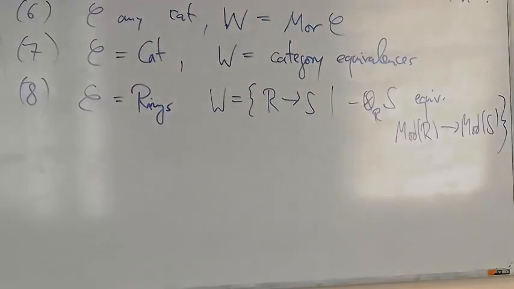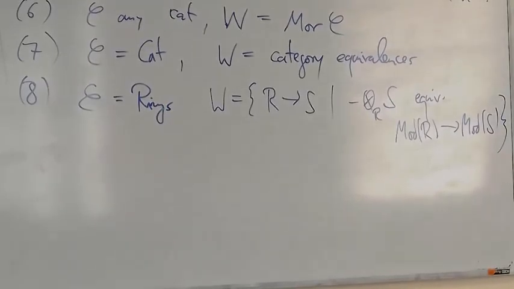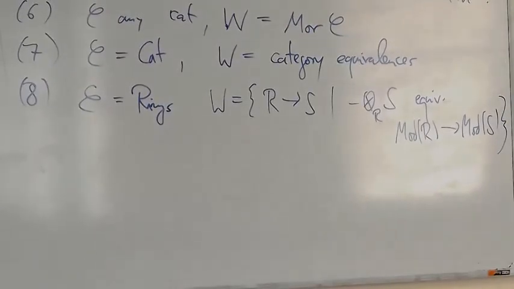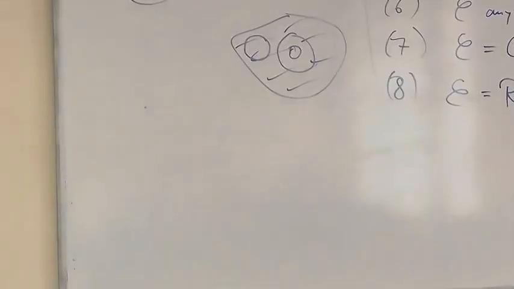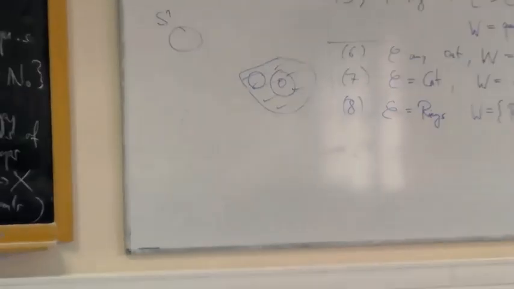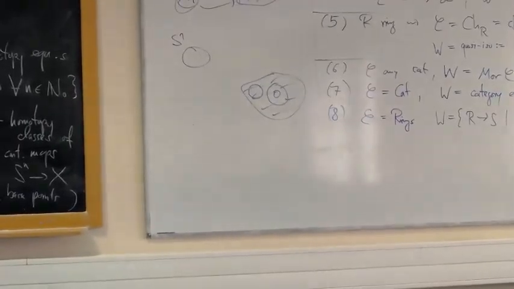You name it. Probably it's better to bring examples from your own fields of study. I would have an example from logic, for example. Everybody probably knows. Okay, so now what do we want to do with these localized, these relative categories? We want to localize them. First thing we try is to force the things in W to be isomorphisms.